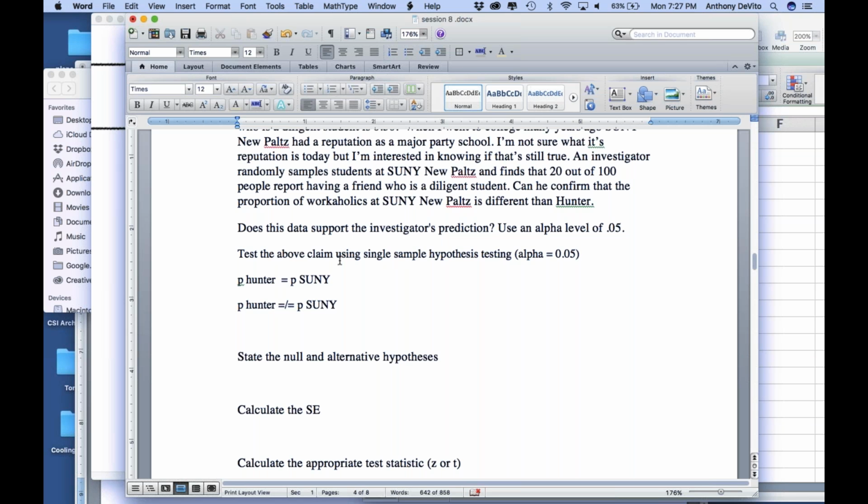So it's always P, right? P represents the population proportion for each of those schools. Now, for Hunter, I know that the population proportion happens to be 0.30, right? We were given that information for the population.